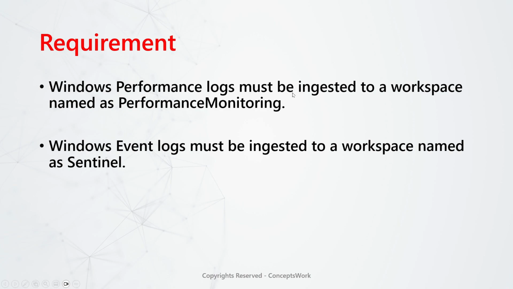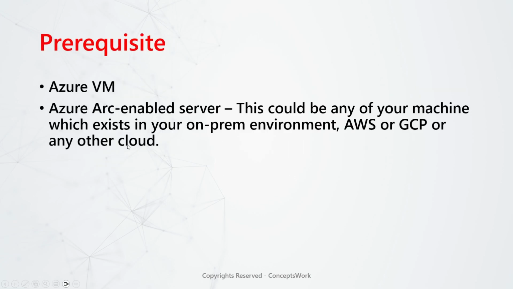Now, the requirement for this particular video is to make sure that whenever Windows performance logs or Windows performance counters are getting captured, they must be ingested to a workspace named Performance Monitoring. And whenever Windows event logs, typical security logs, are getting captured, they must be ingested to a workspace named Sentinel. For this demo, I already have two workspaces. The very first one is Performance Monitoring and the other one is Sentinel. Again, the prerequisite is to make sure that you're applying this data collection rule to the VMs which are either in Azure or Azure Arc enabled servers.